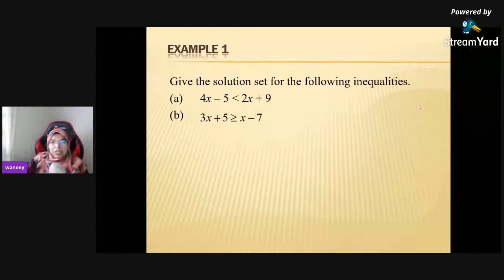So now, give the solution set for the following inequalities. Let us start with the easiest one. We have 4x minus 5 less than 2x plus 9.